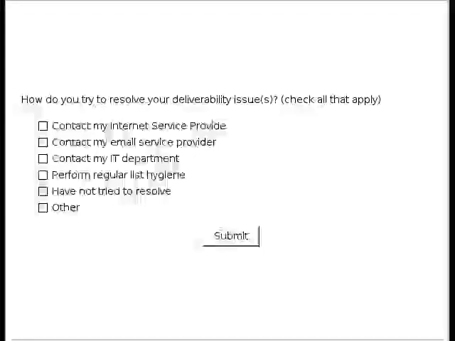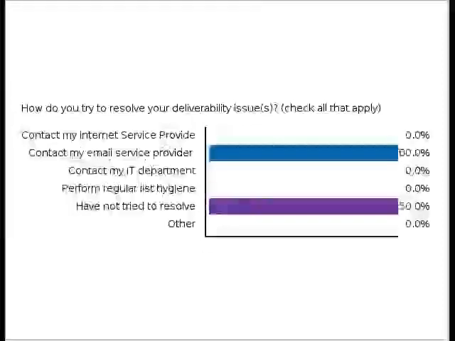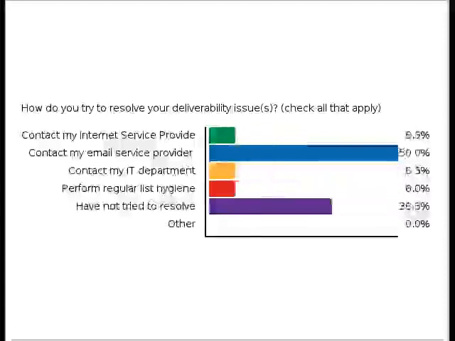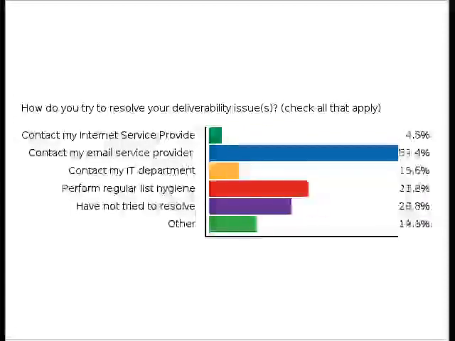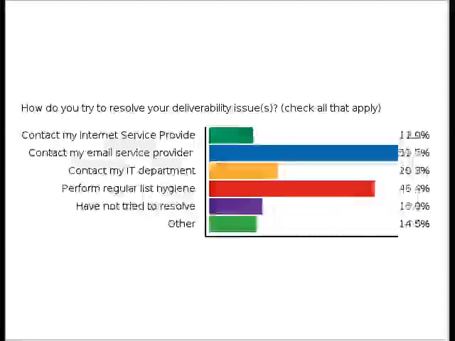So now I want to take just a second to pause and do another poll here to see how you guys actually try to resolve your deliverability issues. So one, maybe you do it yourself and you just contact your internet service provider every time that you see an issue. If you're using an ESP, you have a contact at your email service provider that you specifically have handling all of your deliverability issues. If you're mailing in-house, you may actually contact someone in your IT department every time you run into a problem. Or maybe it's something that you do yourself and you perform regular list hygiene to avoid these deliverability issues.